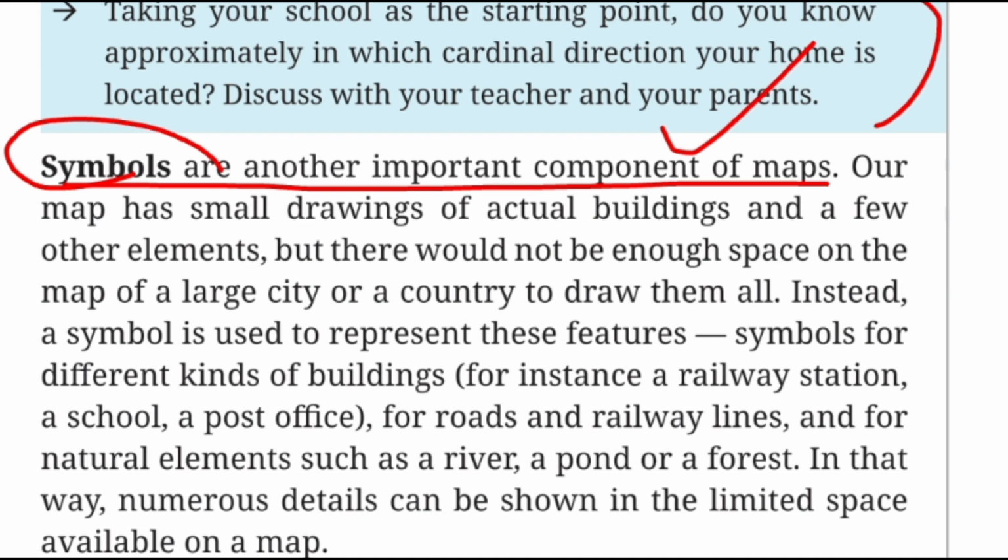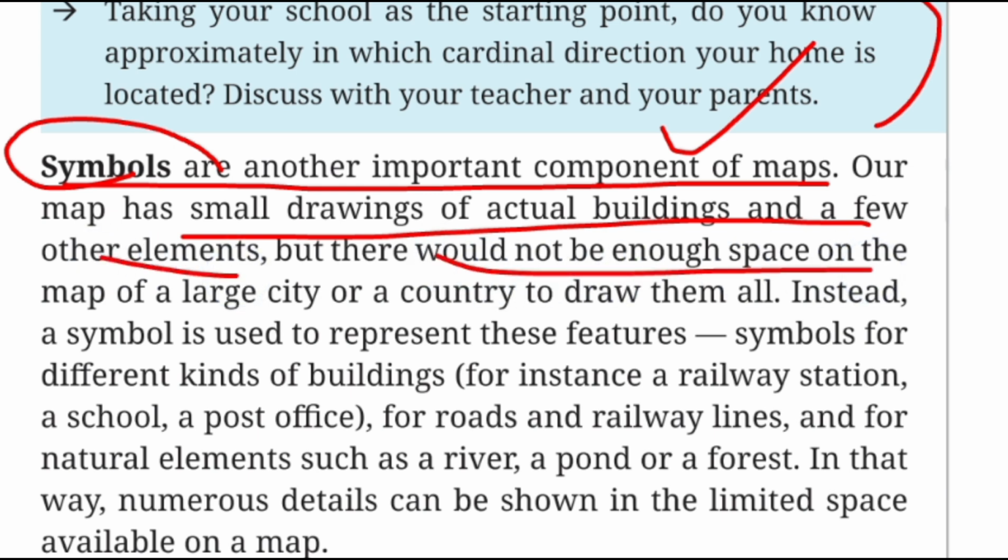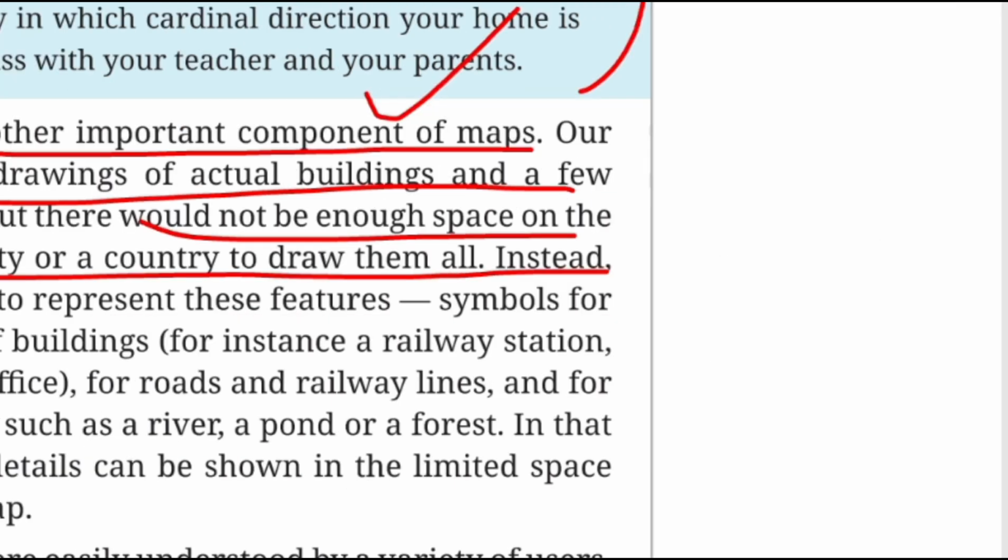Within a map you can see many symbols. Our map has drawings of actual buildings and a few other elements, but there would not be enough space on the map of a large city or a country to draw them all. What is the purpose behind this symbol? We cannot draw everything in a small map. So this is a map. Within the map there may be many schools, many buildings. You cannot draw the entire building structure within the map.